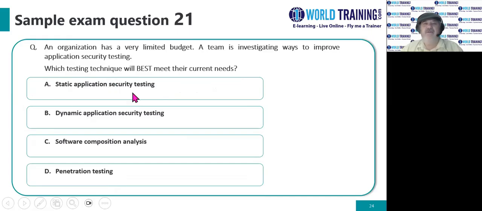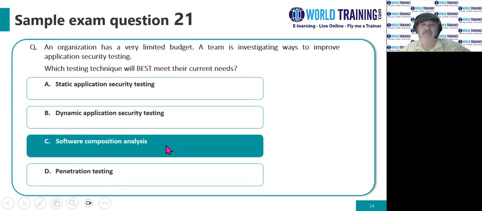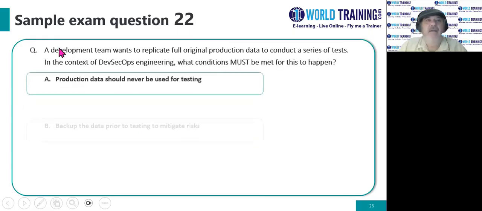Static application security testing. Certainly that's one of the techniques that you want to bring in early, so that's not a bad answer. Dynamic application security testing, that usually would follow SAST. Software composition analysis, I would say, should precede SAST. So I like C better. Penetration testing would be later. So I believe the best answer is C, software composition. Yeah. All right.